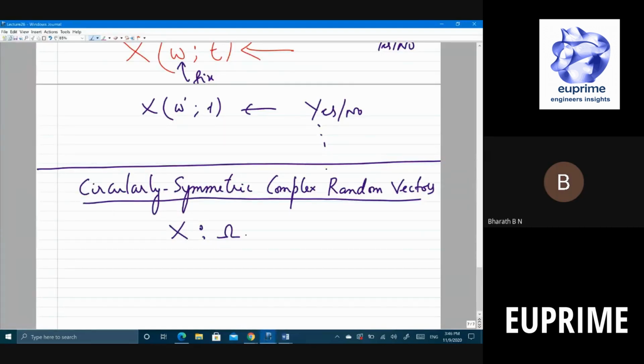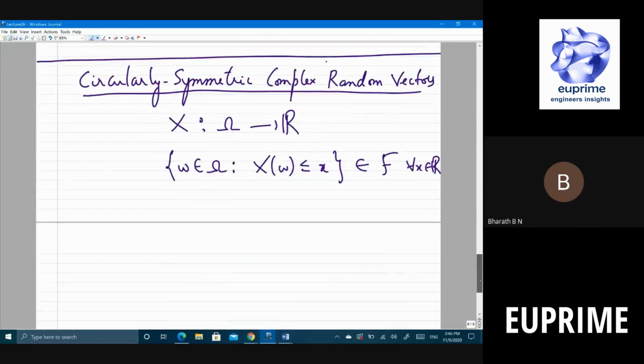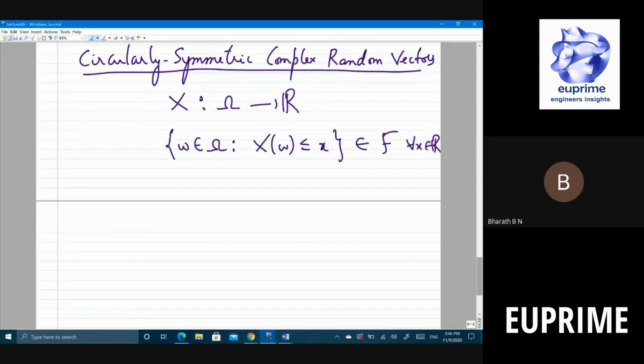Okay, X from omega to R, such that the set of all omega in omega such that X of omega is less than or equal to, let's say, x belongs to F for every x in R. You should never forget this. You should know what this means. Okay. So what is a complex random variable?